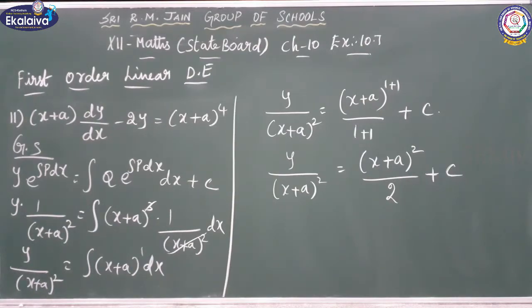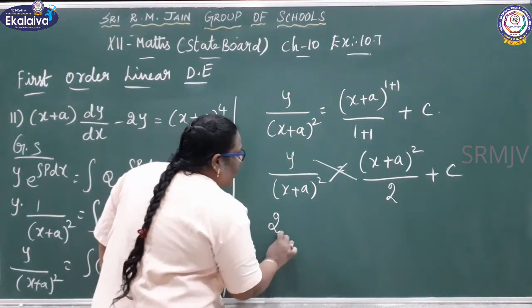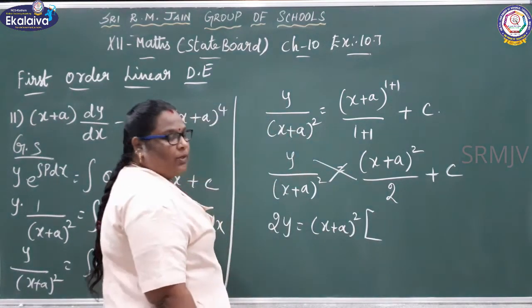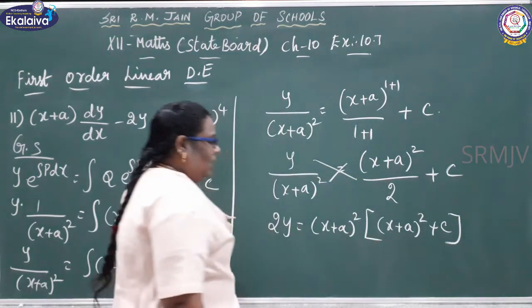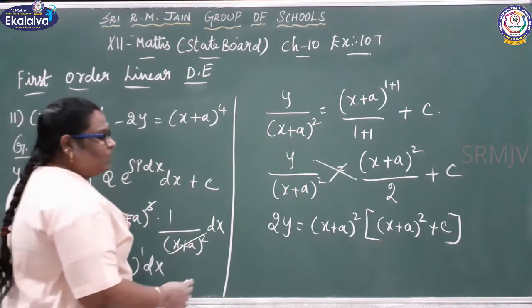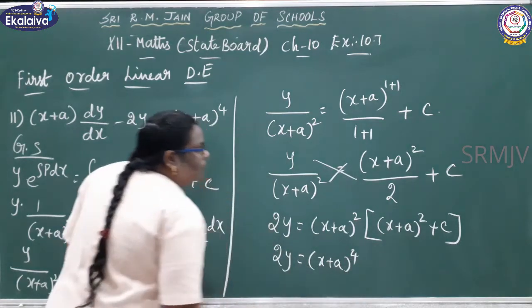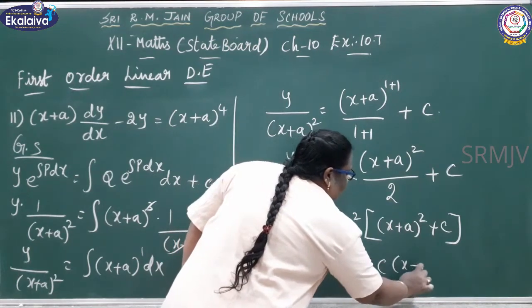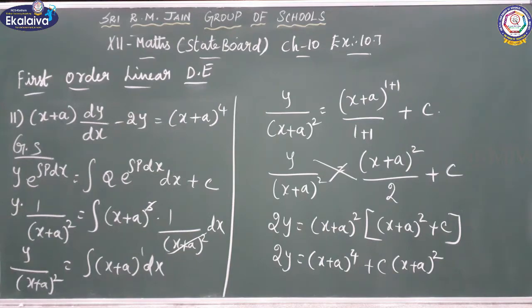We can do the cross multiplication. 2y equals (x plus a) the whole square into (x plus a) the whole square plus c. So you can multiply inside: 2y equals (x plus a) the whole power 4 plus c into (x plus a) the whole square, is the required equation.